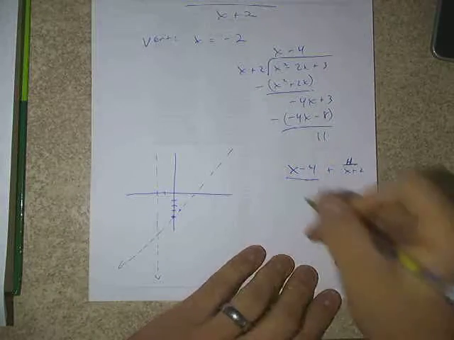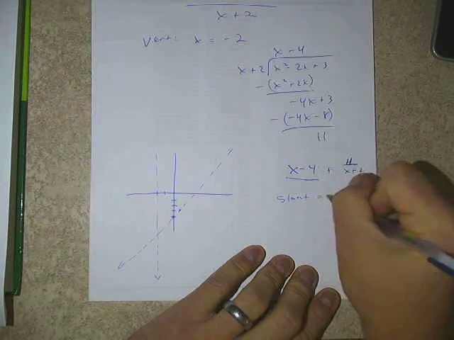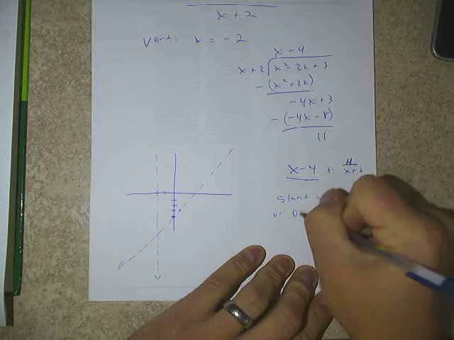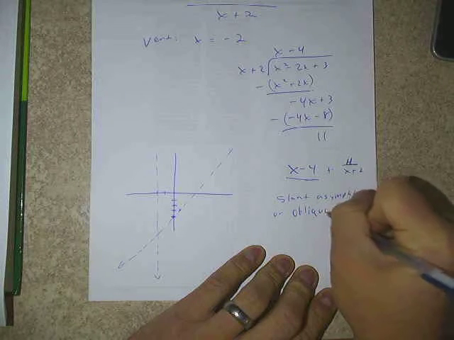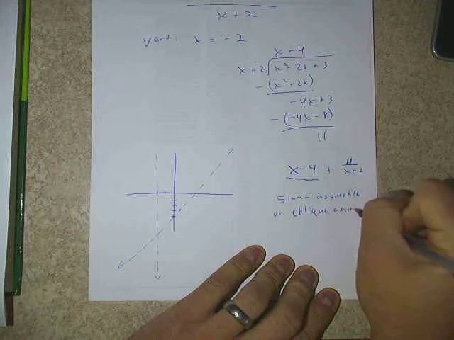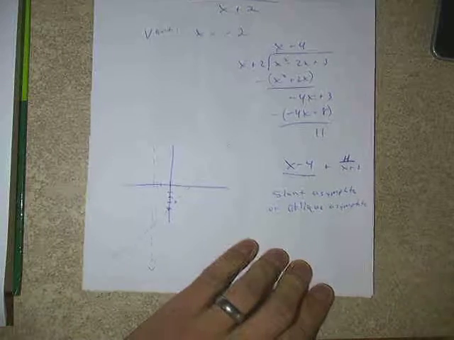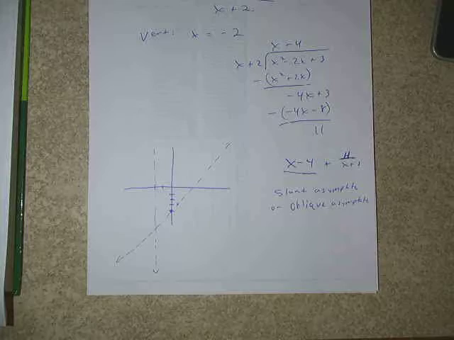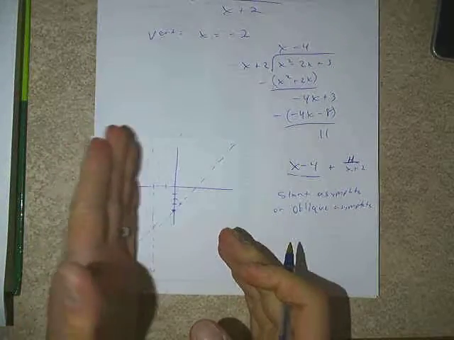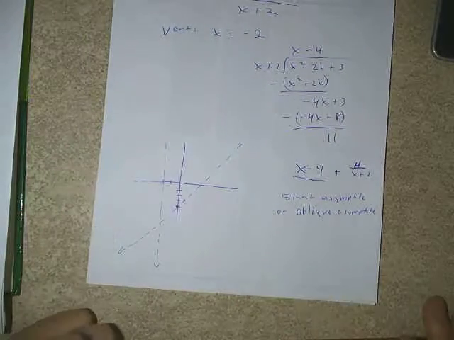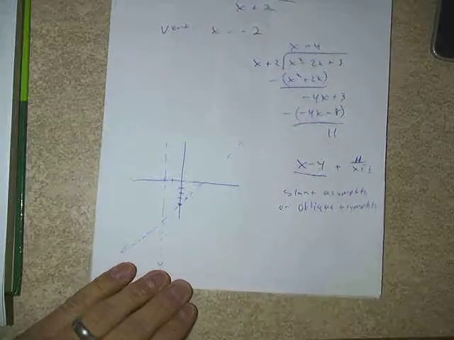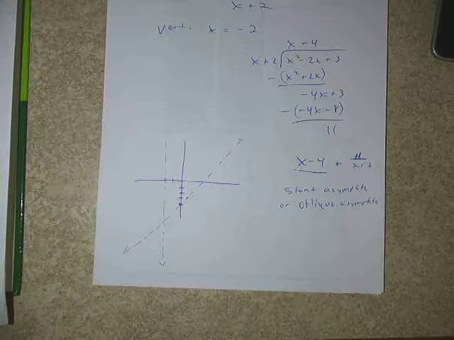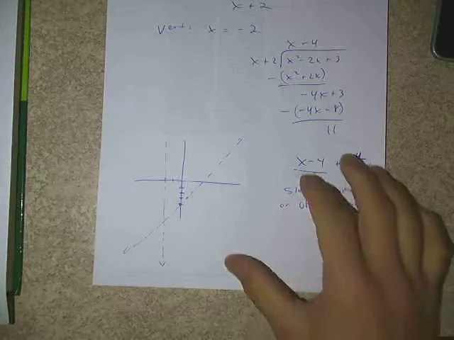However, it's not a horizontal asymptote. It's not a vertical asymptote. It's a slant asymptote, or we also call it an oblique asymptote. So now if we were to set out to graph this, we would again want to pick points that are on either side of the vertical asymptote, and we should be able to plot enough points to see what this thing looks like.